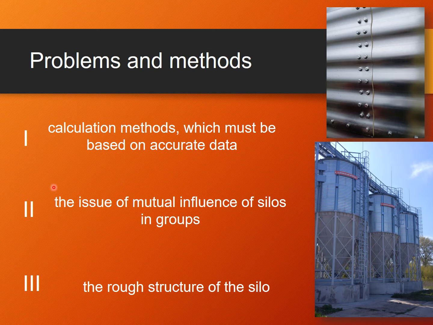The second problem is the rough structure of the silo: it has a corrugated wall and a large number of stiffeners. Wind exposure to such a structure causes complex effects which in turn will increase the load on the silo's body and the roof.